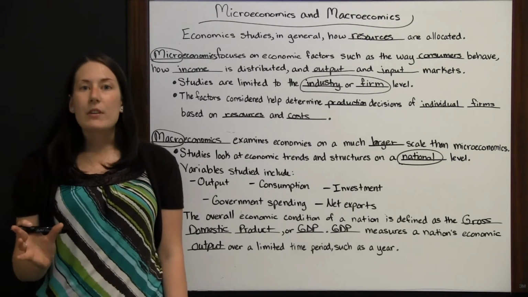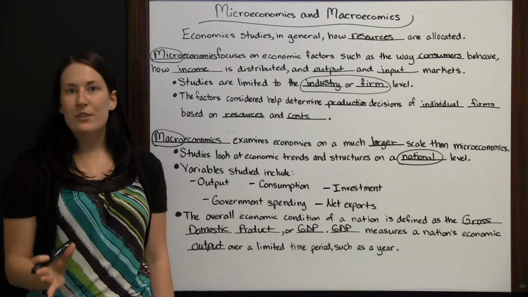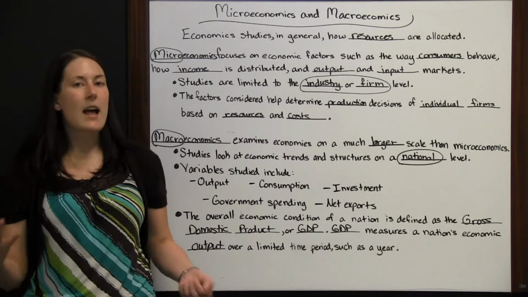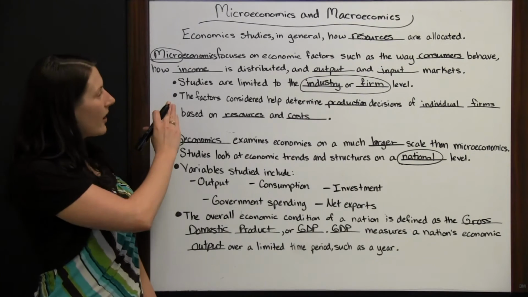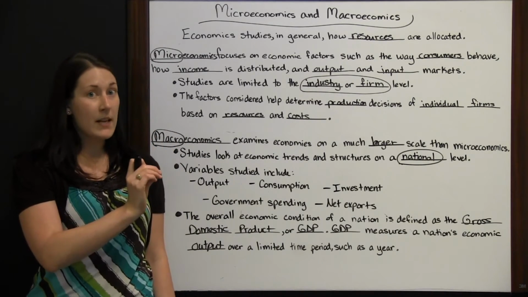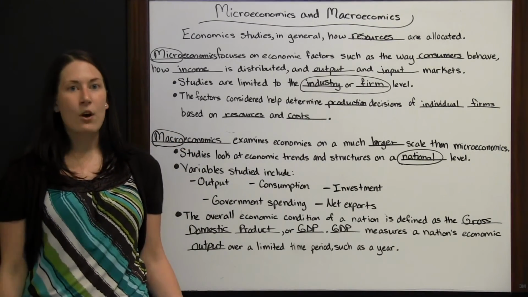So, important things to remember, economics is always going to be studying how our resources are allocated, how people are buying things, how people are selling things, how things are balancing out or not balancing out. But microeconomics is going to focus on a specific industry or firm or company, where macroeconomics is going to focus on the economy of a nation as a whole.